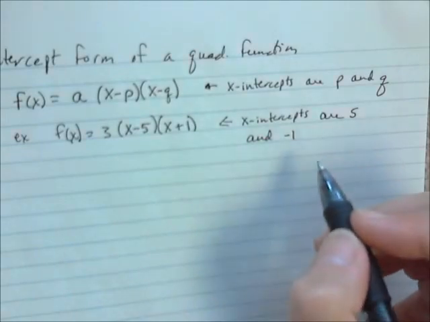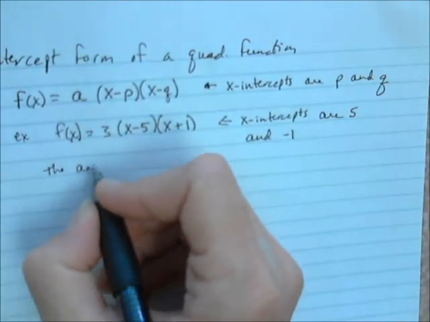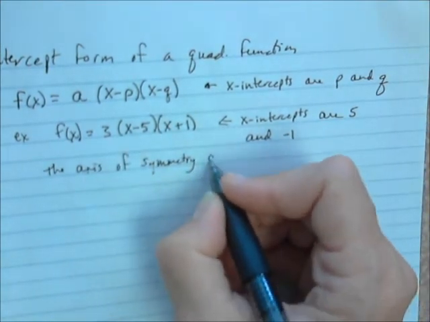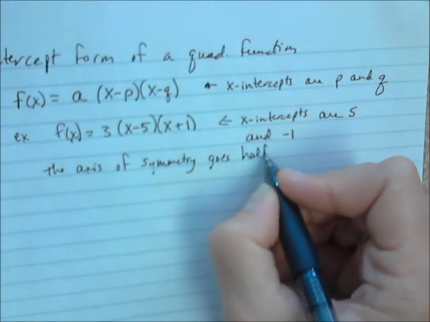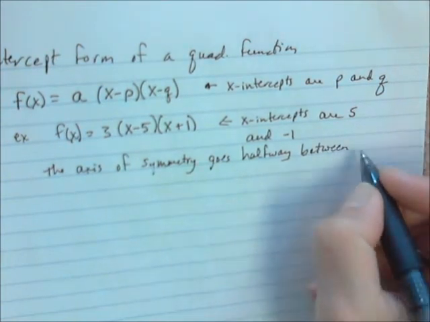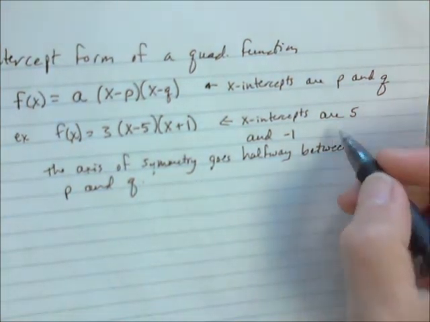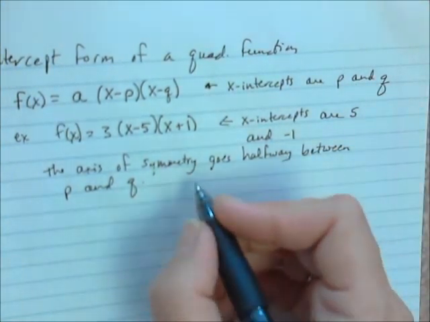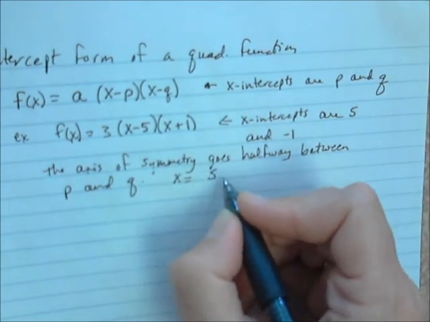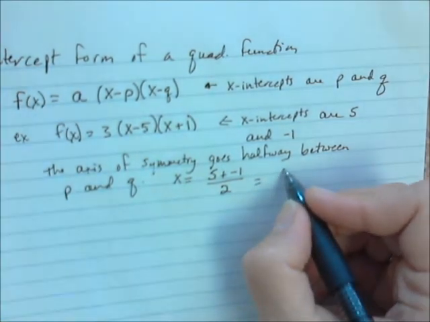The axis of symmetry goes halfway in between p and q. And to get something halfway, you just add them up and divide by 2. So x is equal to (5 plus -1) divided by 2, which is equal to 2.